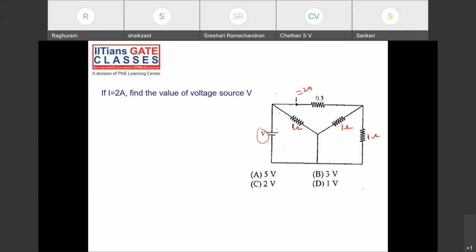Answer for this, voltage source V. Find the value of V.